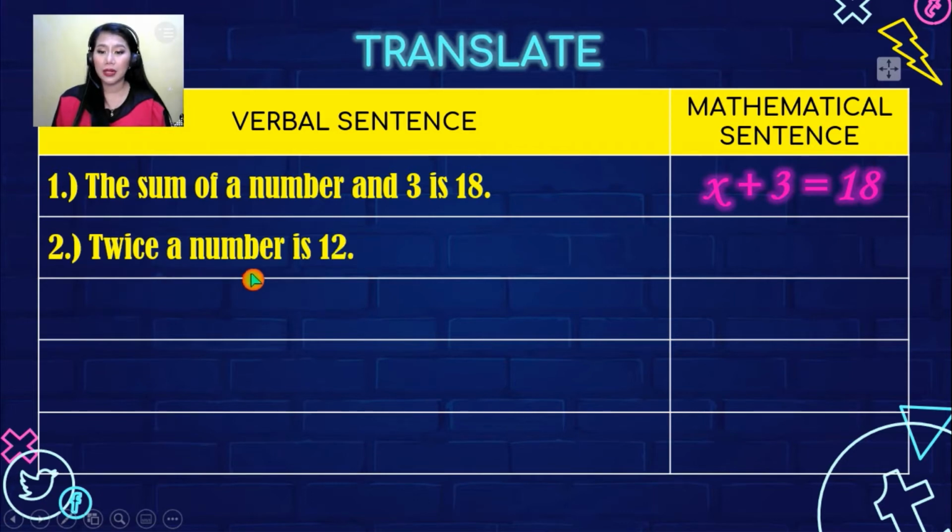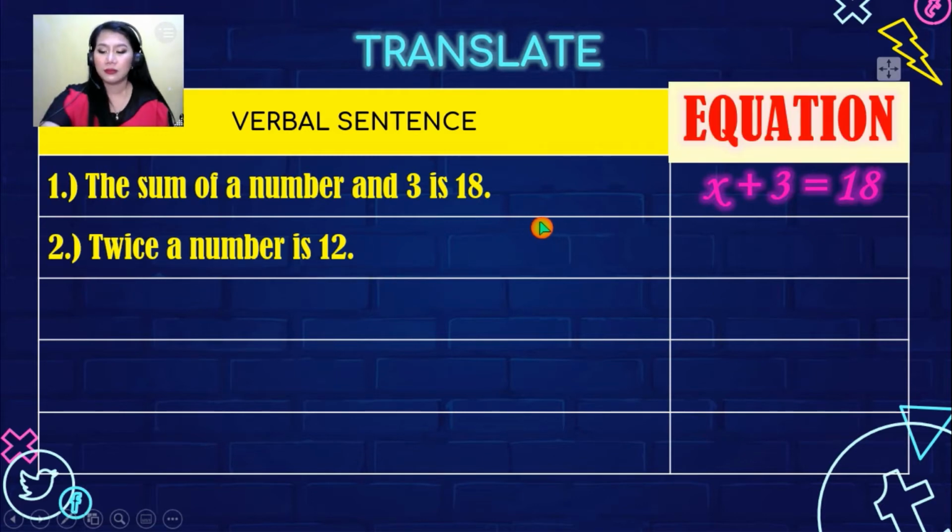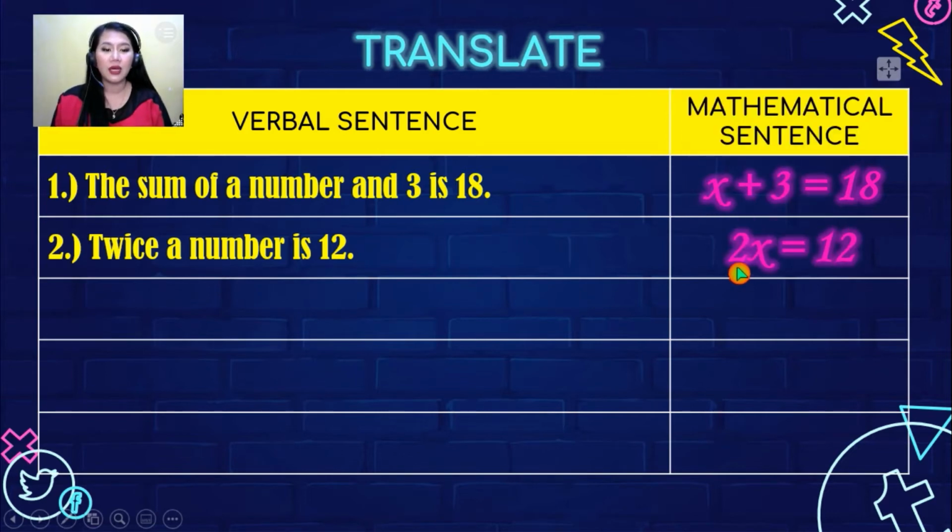Twice a number is 12. Okay, so, ibig sabihin ng twice na to ay 2 times. Okay? Twice, 2 times. Thrice, 3 times. Twice a number is 12. So, we're going to have 2 times a number is 12. And if we are going to write it in its equation form, we are going to have 2x equals 12.